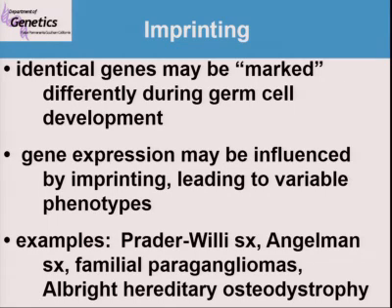So we see it in Prader-Willi, we see it in Angelman syndrome, we see it in some forms of familial paragangliomas, and we see it in Albright's hereditary osteodystrophy. So imprinting is a normal process, but when you have an imbalance in one of those imprinted chromosomes, you can see a genetic syndrome.